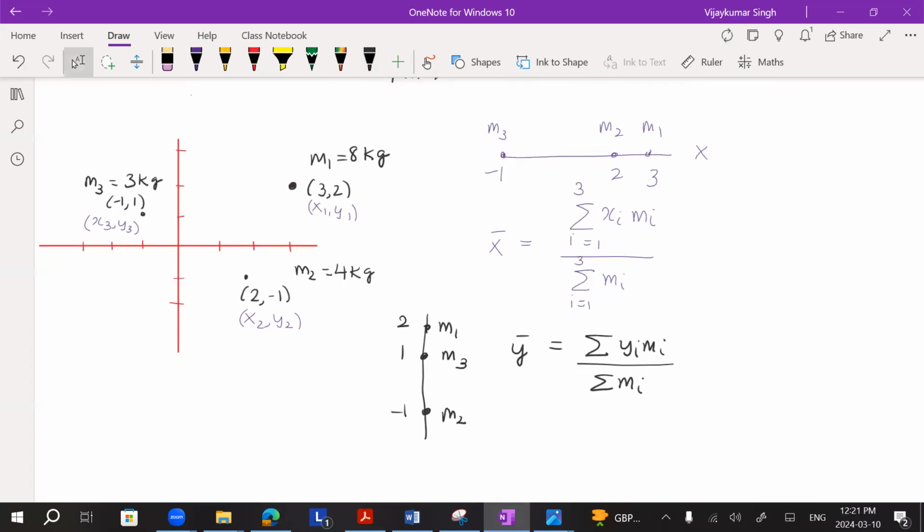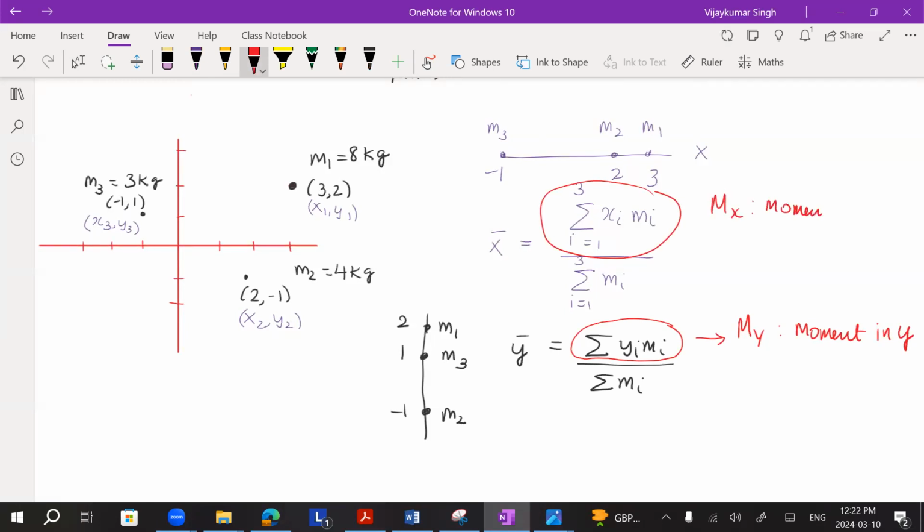Note that this summation on the top is called my, which is the moment in y, and this is called mx. Note that in Stewart, the notations are changed. So when you're doing the Webwork problems, mx and my are changed notation-wise, but at the end, this all works out.